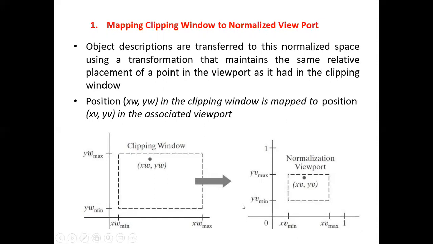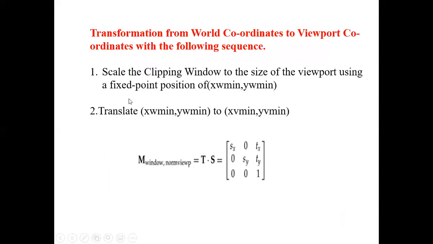Once it is scaled, then the translation happens. So we scale the clipping window to the size of the viewport using the fixed position. We consider the lowermost, leftmost corner of the window, which is xw min and yw min, as the fixed point. Afterwards we translate xw min, yw min to xv min and yv min. Once we do that, this is called converting from window to normalized viewport. This capital M is nothing but the composite transformation matrix for converting window to normalized viewport coordinates.